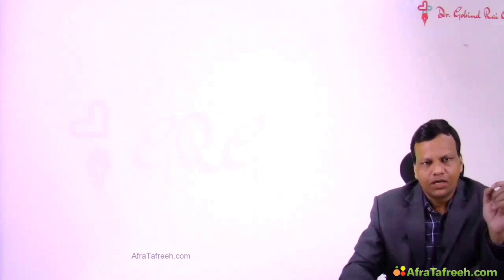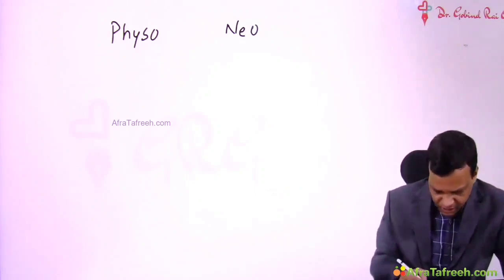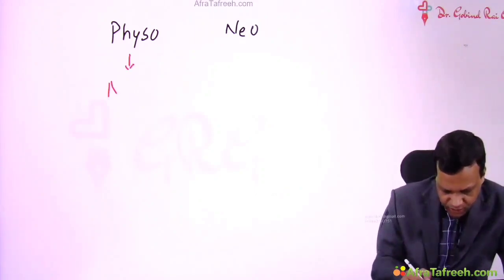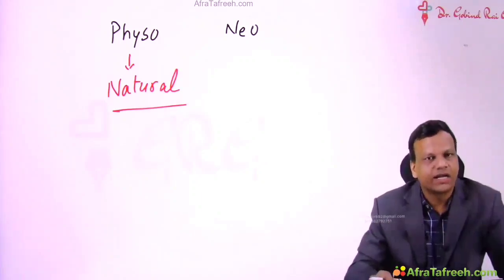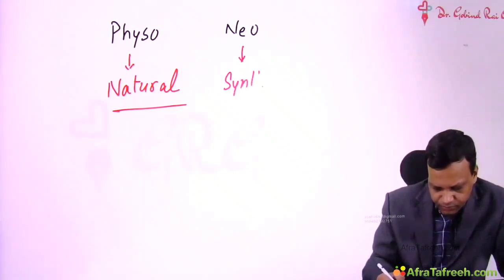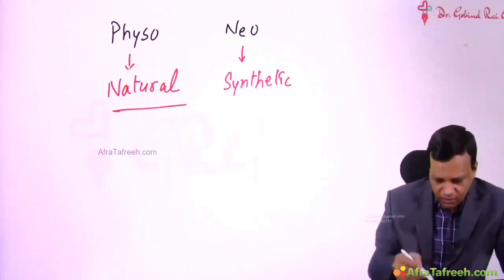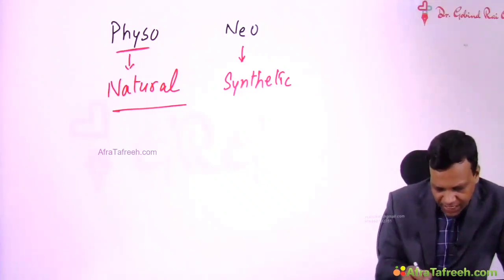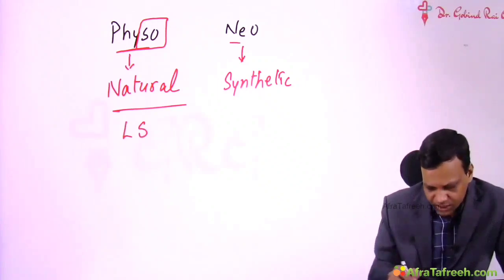You need to remember two important differences between physostigmine and neostigmine. The first difference is that physostigmine is natural. It is obtained from a plant. So it is a natural product, whereas neostigmine is a synthetic product. But the second, which is more important, is that physostigmine is lipid soluble, whereas neostigmine is water soluble.